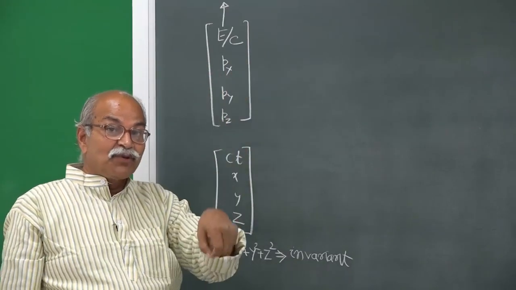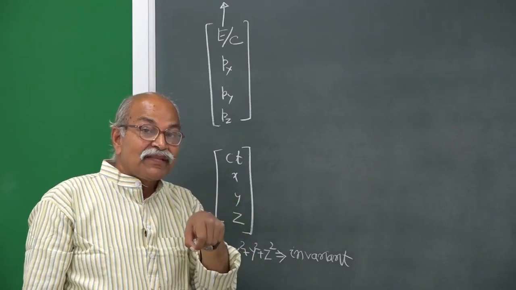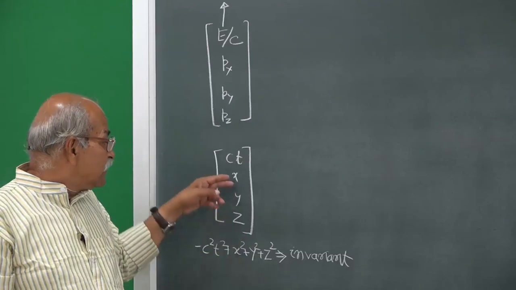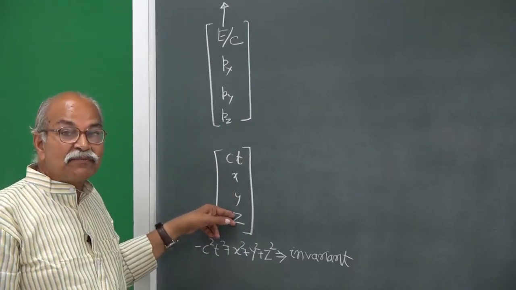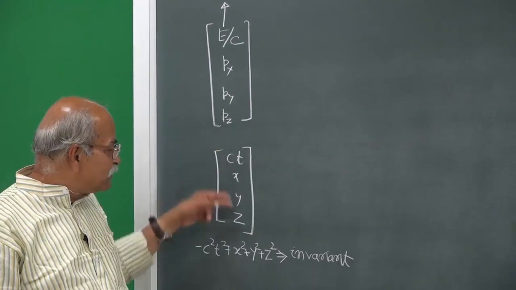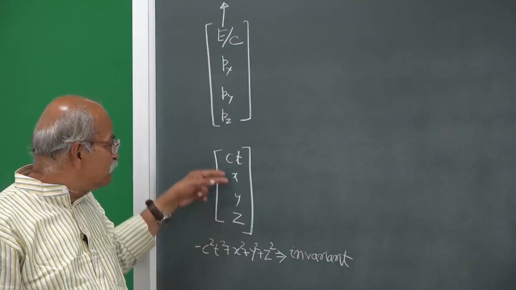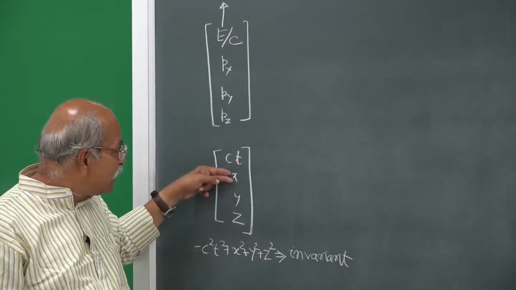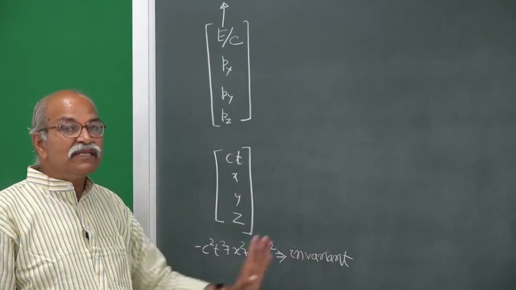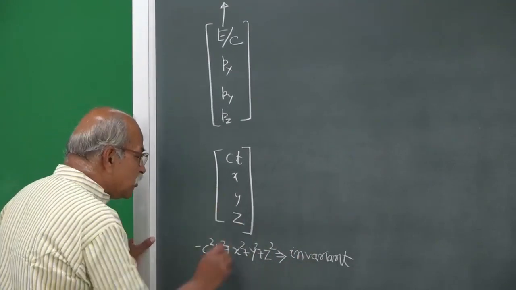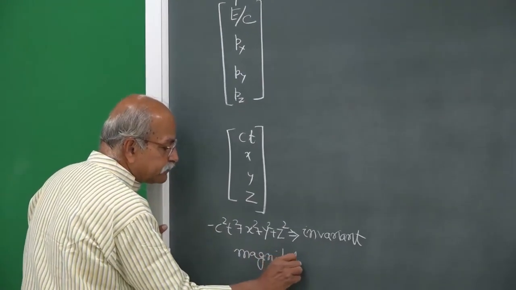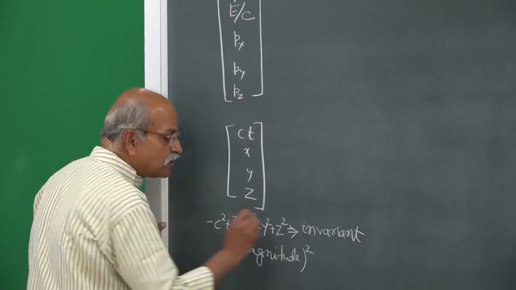Just like in our normal 3-dimensional geometry, the magnitude of a vector, of course the square of that, is x square plus y square plus z square, position vector. So, here for a 4-vector we define a similar quantity, and that will be minus c square t square plus x square plus y square plus z square, and that quantity remains invariant. So, it is a kind of magnitude square of this vector.